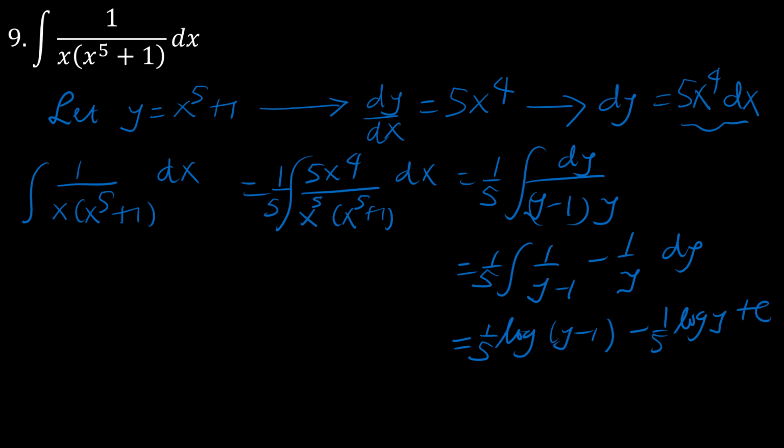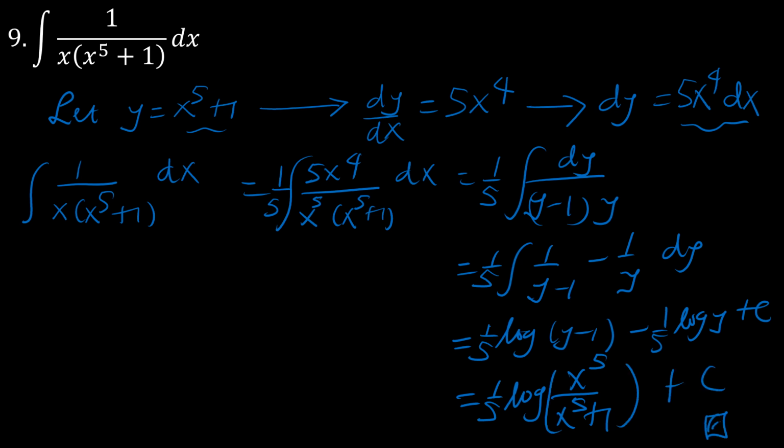Now y minus 1 from here is the same as x to the power 5, and y here is x to the power 5 plus 1, so this can all be simplified into a fifth log of x to the power 5 over x to the power 5 plus 1. This is all in brackets plus the integration constant, and that is the answer there.